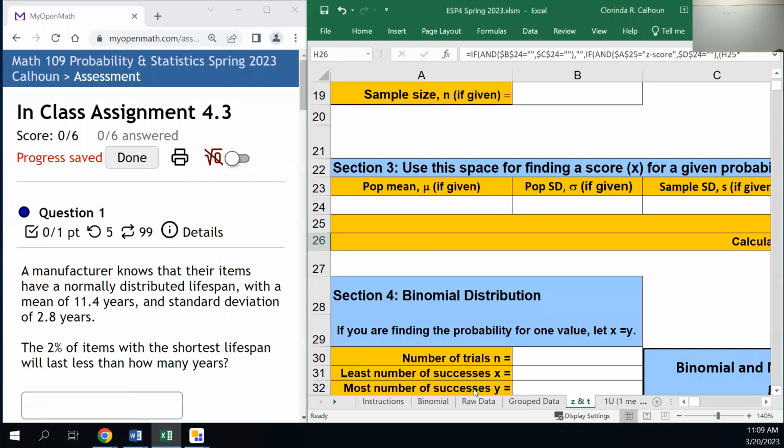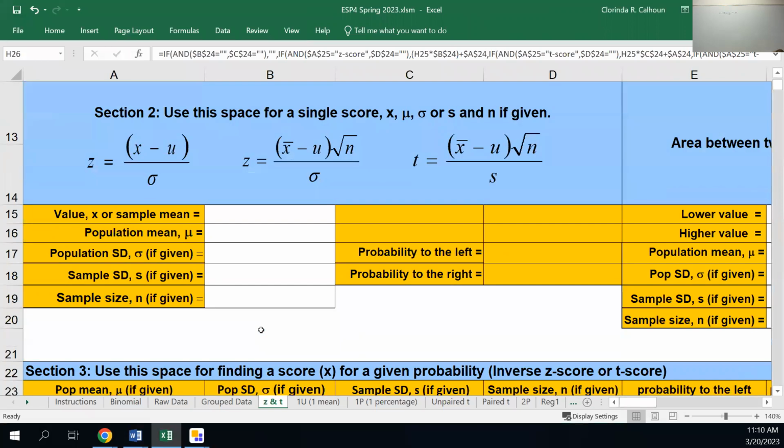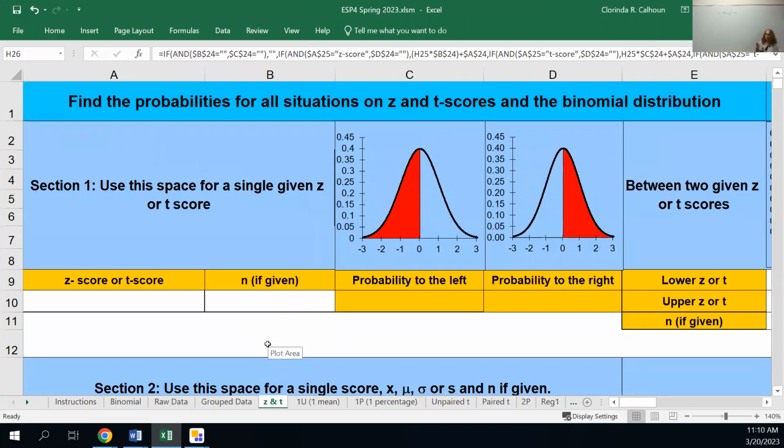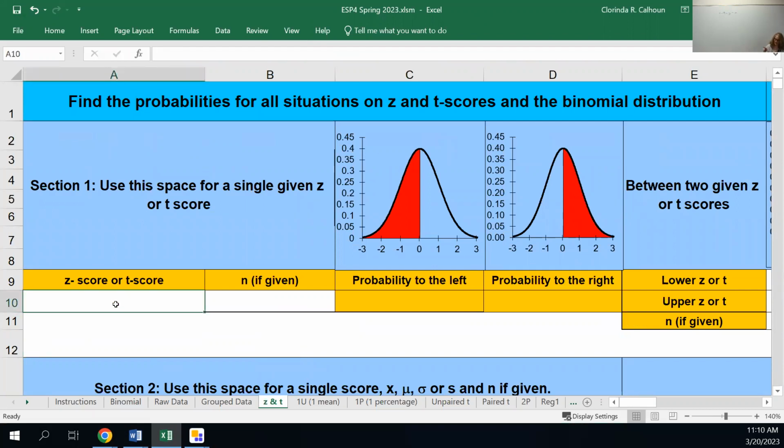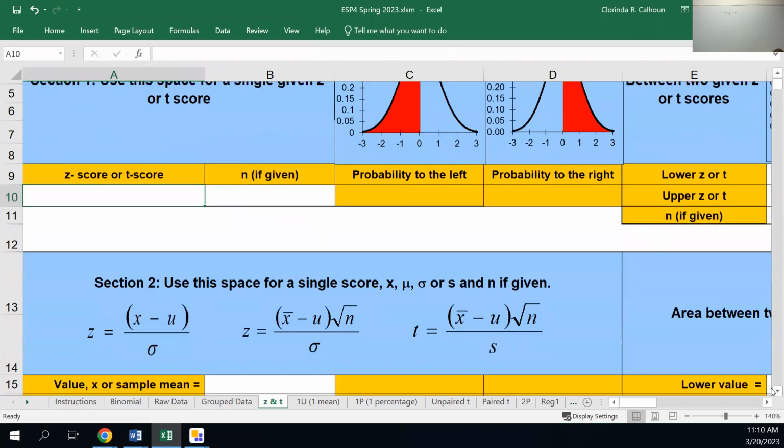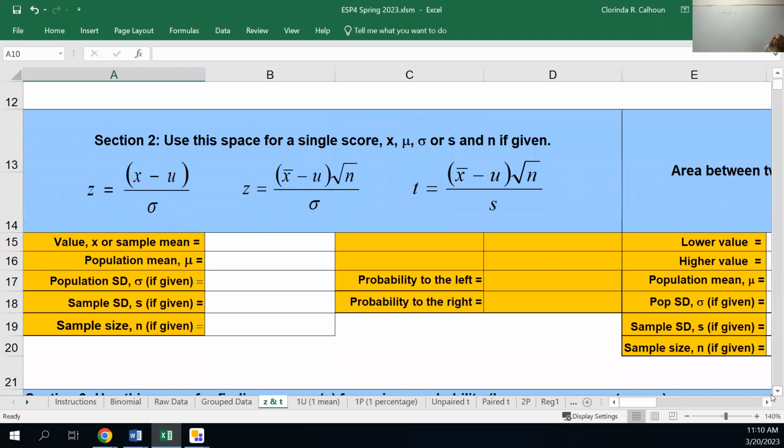Let me show you a little bit better here. In section 1, if you only have your z-score, you would be in section 1. And if it's asking you about probability, even if it's a between and you have 2 z-scores, that's when it's asking you for probability. But in section 2, if you have your value, which is X, your population mean, which is mu, and your population standard deviation, which is sigma, and they're asking you to find probability, section 2. So the first 2 sections help you find the probabilities.